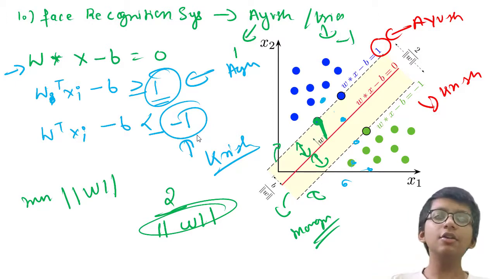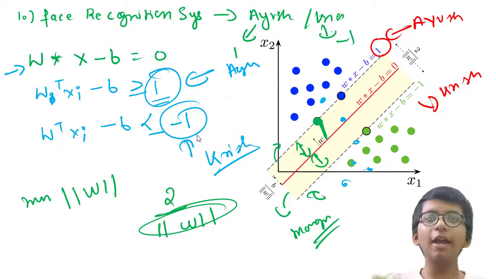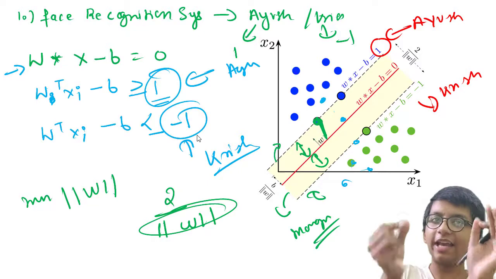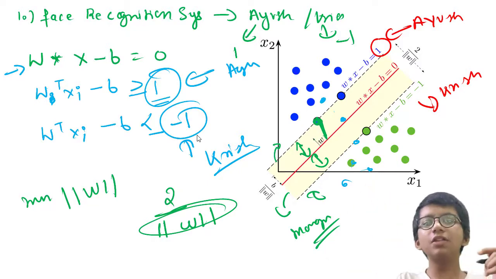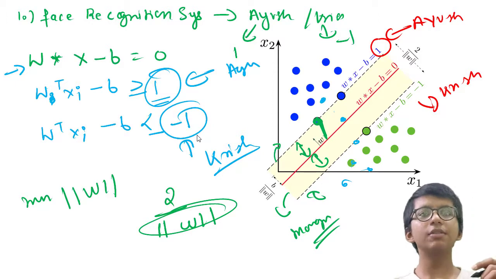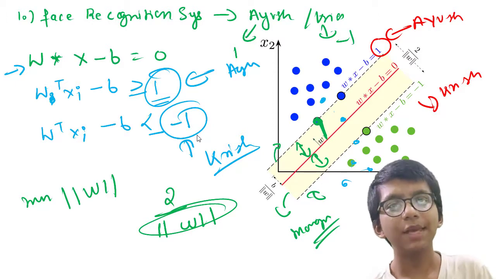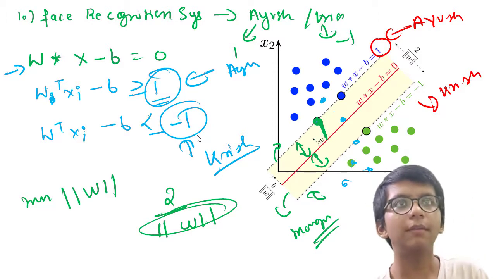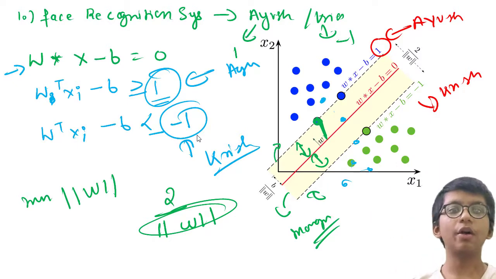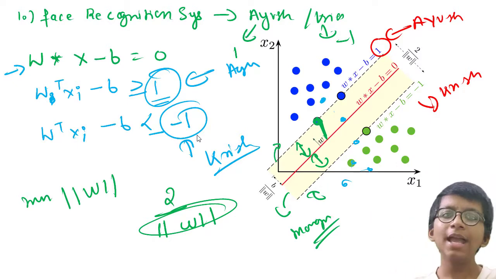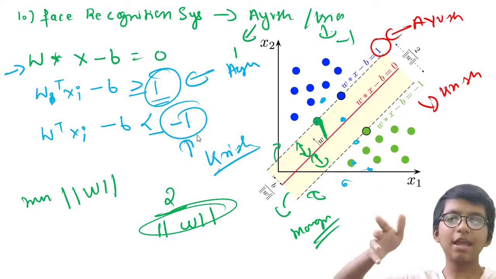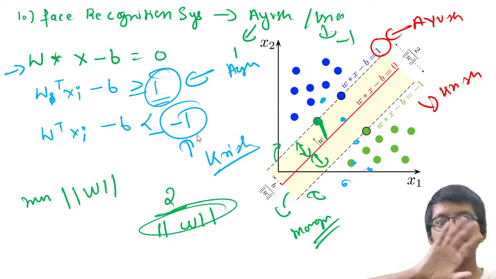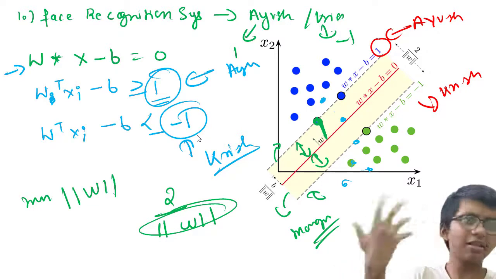Again, if you haven't understood, don't worry, it's very easy. I'm repeating once again to give you a better feel. What have we done so far? We started with a face recognition system, which decides whether a given image is Ayush or Krish, with Ayush labeled as 1 and Krish labeled as -1. We constructed one hyperplane, W transpose X minus B equals 0.